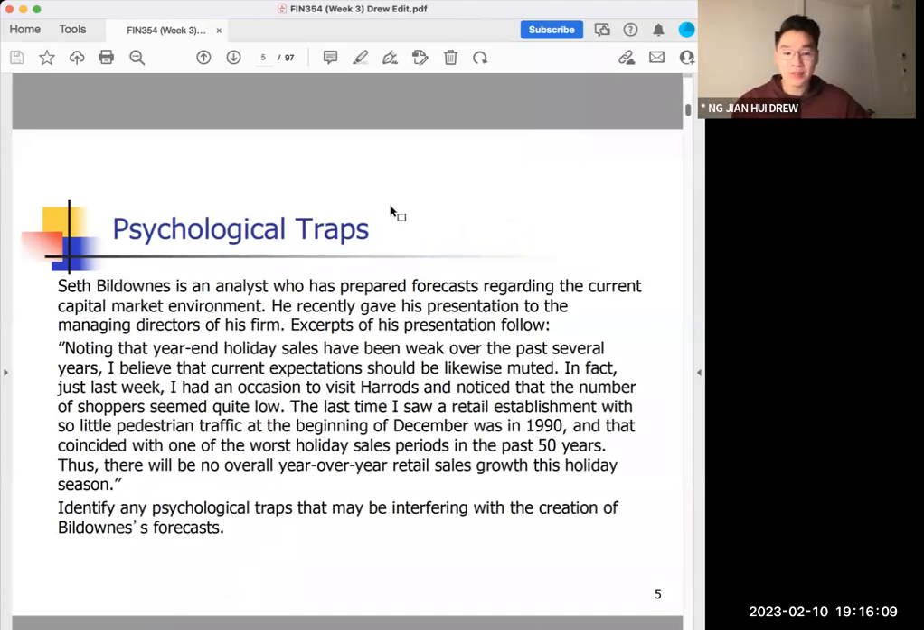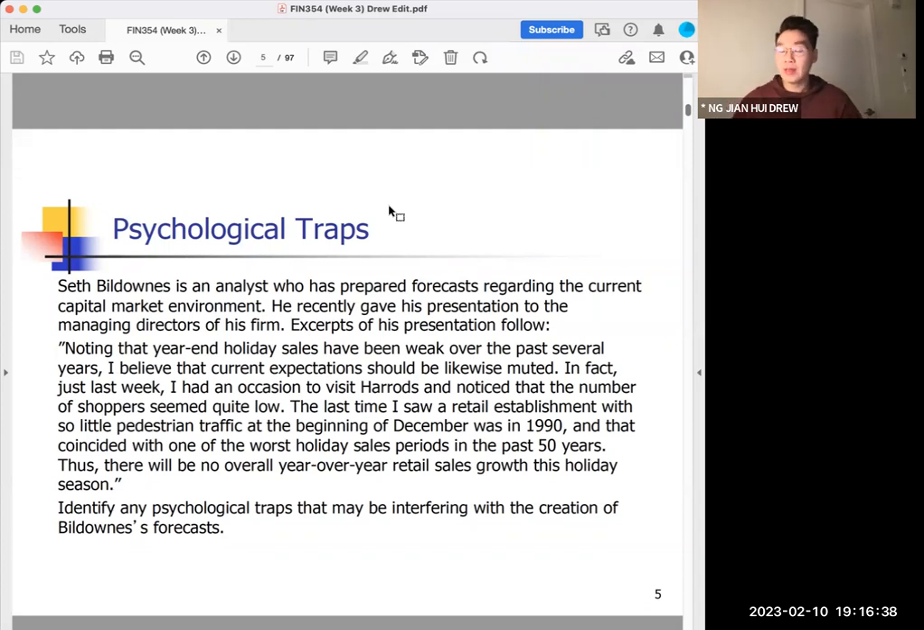Okay, so the last time I saw a retail establishment with this so little pedestrian traffic was the beginning of December 1990, and coincidentally that's the worst holiday sales period in the past 50 years, and thus there will be no overall year-to-year growth for this holiday season. Yeah, so I think somewhere there's no real data, right? Yes, that's one of the issues as well.